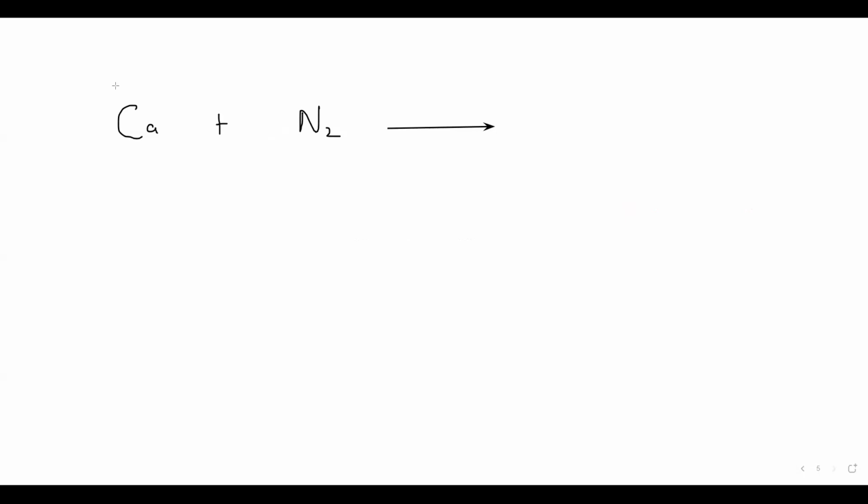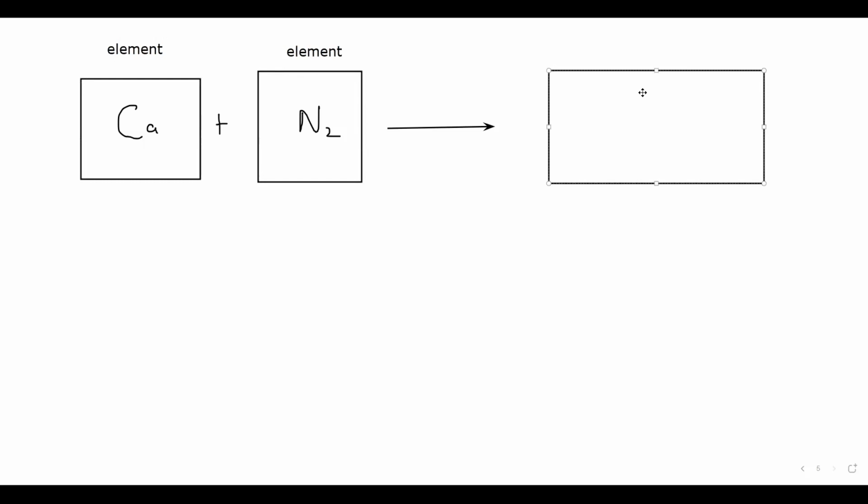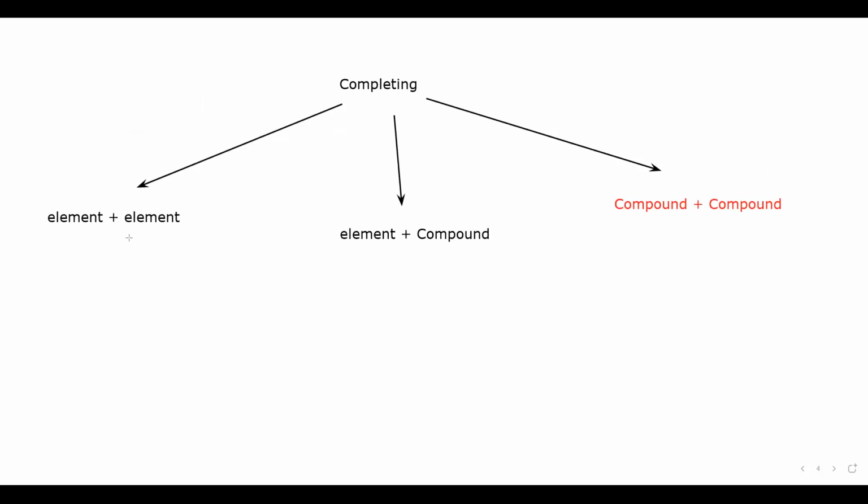So how to identify the equation? You have to check calcium. So calcium, yeah, that's right. It is element reacting with element, because calcium is element and N2 is nitrogen. It is also element. So it is a category of element plus element. And whenever element react with another element, what does it result in? It results in a formation of compound. So element plus element, the result will be a compound.